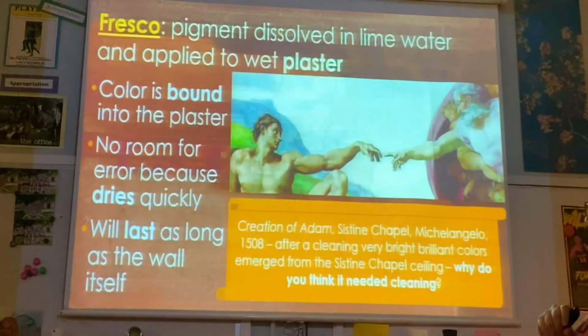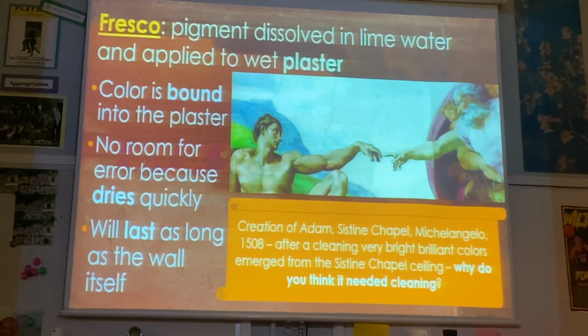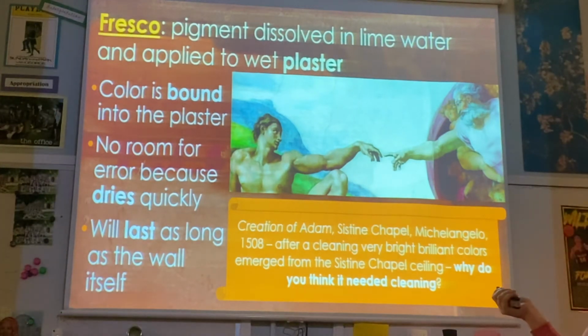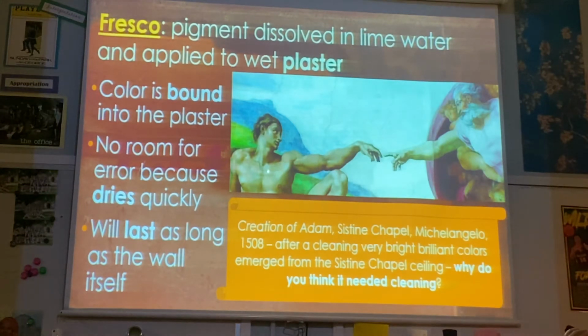Next one, fresco. Pigment dissolved in lime water and applied to wet plaster. That color is bound into the plaster forever. There's no room for error because that plaster dries pretty quickly, and it'll last as long as the wall itself. This is what Michelangelo used when he painted the ceiling of the Sistine Chapel. He used fresco paint. That's pretty amazing that he got all these details in here, and it's going to be in the wall, the ceiling, forever.